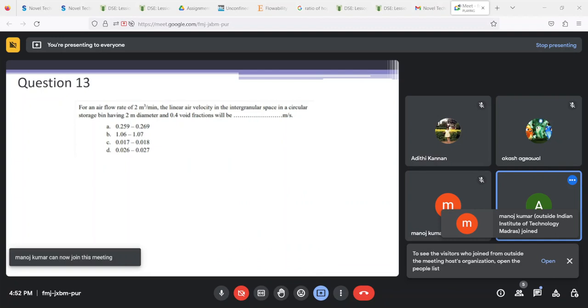Okay, so question 13. For an air flow rate of 2 meter cube per minute, the linear air velocity in the intergranular space in a circular storage bin having 2 meter diameter and 0.4 void fraction will be dash meter per second. When you have a storage bin and you have grains loaded into the bin, you will have small air pockets between the grains. When you supply air, that air will pass through these small air pockets only. So given the flow rate of the air and the void fraction, the volume of the void between the grains is the void fraction.